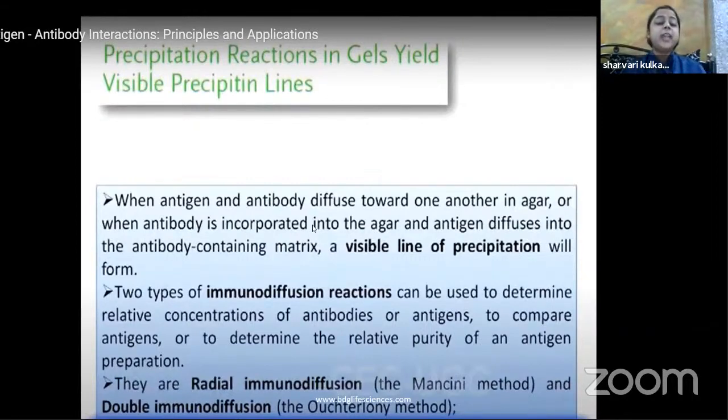There are two types of these immunodiffusion reactions, in order to determine the relative concentration of antibodies. They are radial immunodiffusion and double immunodiffusion. Radial immunodiffusion is also called the Mancini method, and double immunodiffusion is also called the Ouchterlony method.